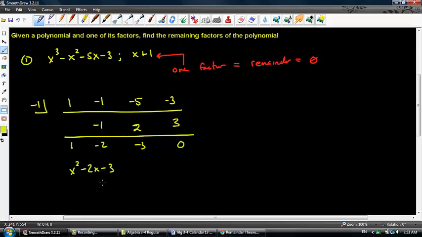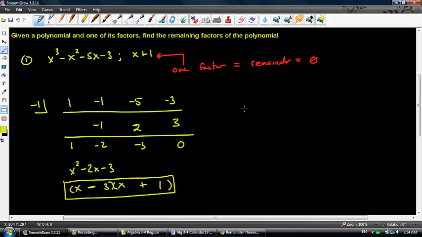And it says to find the remaining factors, which means that this thing, hopefully, is factorable, and in this case it is. My two numbers that multiply to 3 are 3 and 1. In order for me to create a negative 2, I need a negative 3 and a positive 1. So therefore, my remaining factors are x minus 3 times x plus 1.